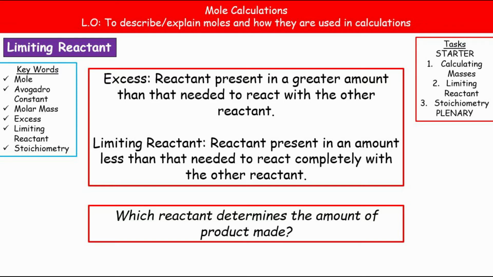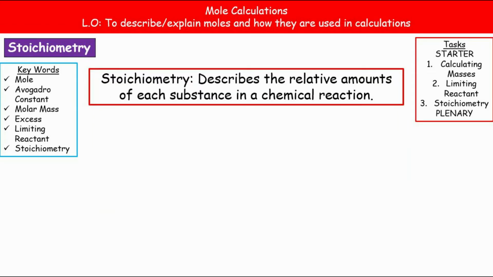Hopefully your answer was that the limiting reactant determines the amount of product made, because it runs out first. There is another phrase that we use in terms of our chemistry, which is stoichiometry. Now, wherever we see the phrase stoichiometry, what we're referring to is a description of the relative amounts of each substance in a chemical reaction. So we're going to do a calculation with this in a second.